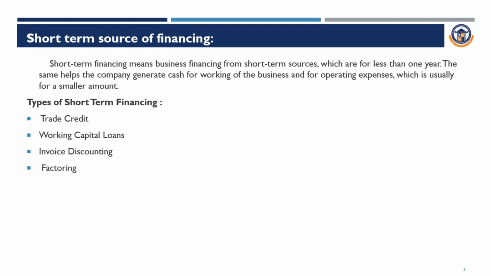Next one is invoice discounting. It refers to arranging funds against submitting invoices whose payment will be received shortly. The receivable invoices are discounted with banks, financial institutions, or any third parties.